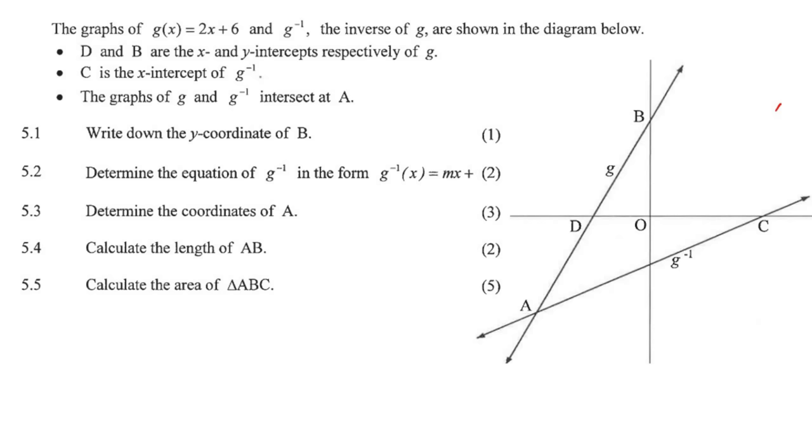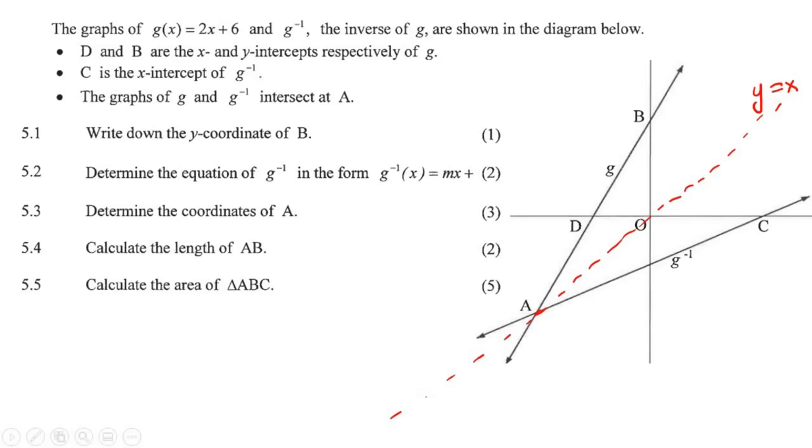So that is all that an inverse is. It's a reflection across the line y equals 2x. Whether we're going to need to know that right now, I'm not sure. I'm just showing you. D and B are the x and y intercepts respectively. C is the x intercept. The graphs of g intersect at A.